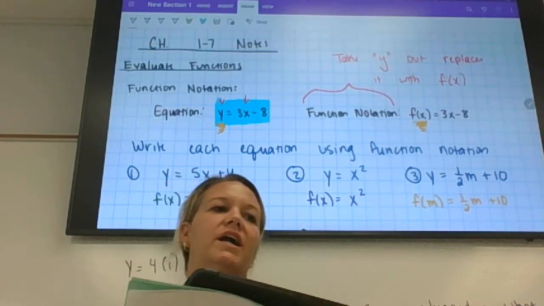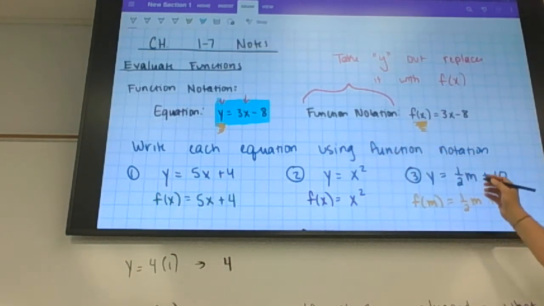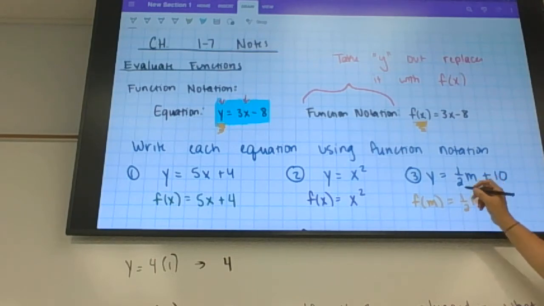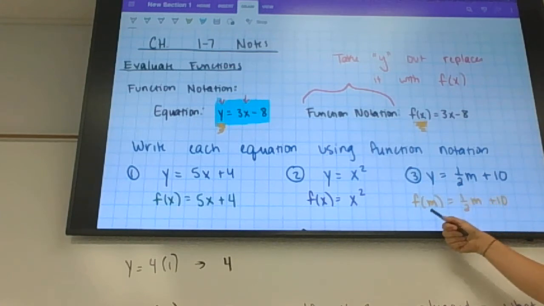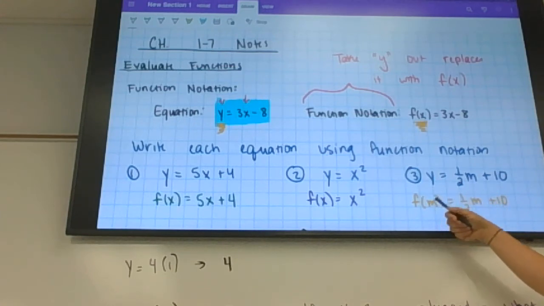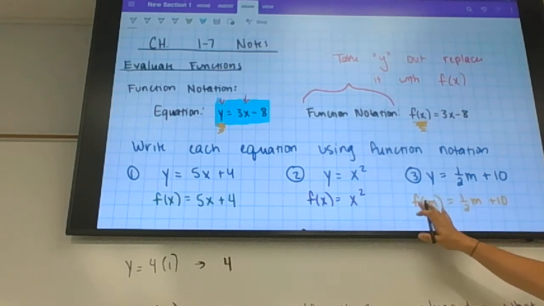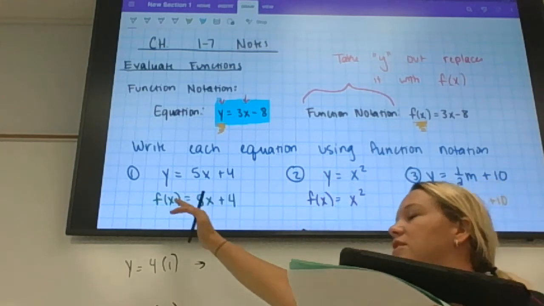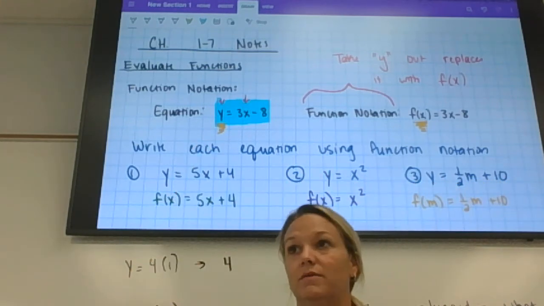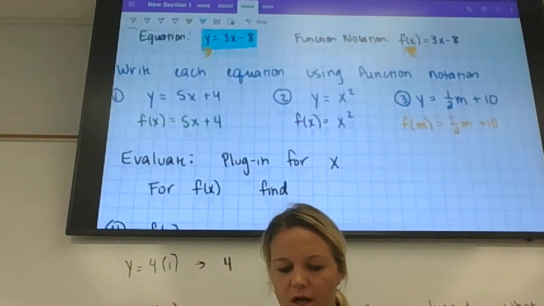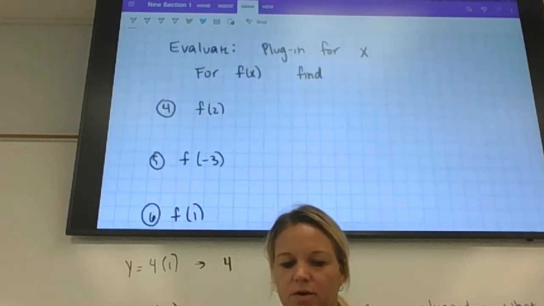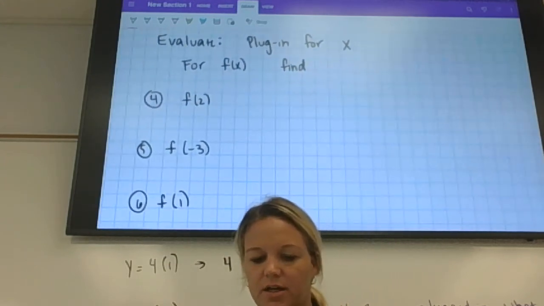All right, so if your variable is something fancy, you got a G, you got an H, you got a whatever, you put it in here. I could even put a star here, and it would be f of star. So whatever the variable is goes in the function notation. This is just kind of like a name, function x, and it means y really. Okay. All right. Here's the actual work.